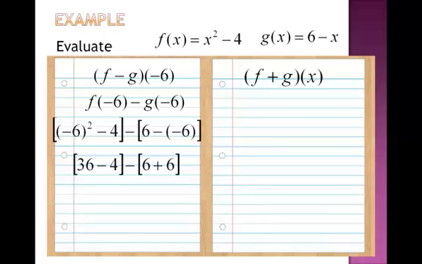So square the negative 6, I get 36. On the right, since I'm subtracting a negative, I get positive. Continue a little bit more, so this turns into 32 minus 12. And it looks like my total output when I'm all done is just 20.